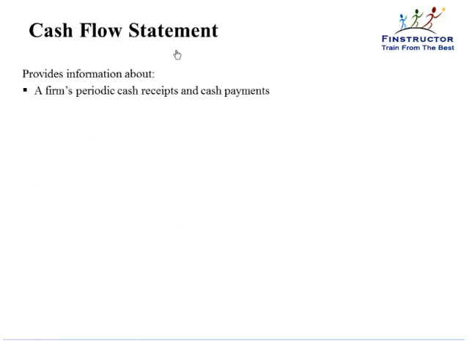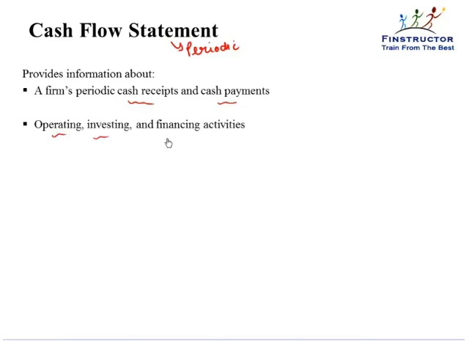So the cash flow statement, like the income statement, is also periodic in nature. That is, it is defined for one quarter or one year or one semi-annual period. And it provides information about the financial performance with particular focus to cash receipts and cash outgoes that the company has witnessed during the period. It is categorically separated into operating, investing, and financing activities, so it gives us information about all of these.